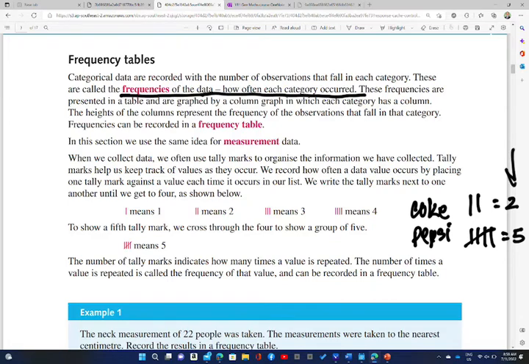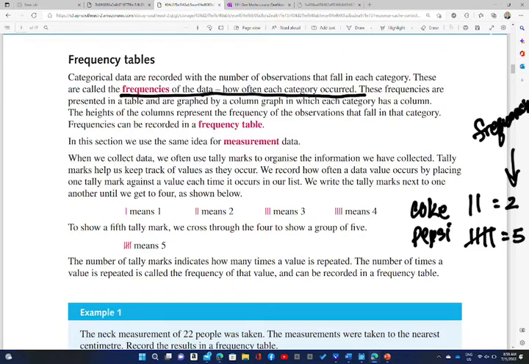And this number represents the frequency. Not the tallies, but the actual number itself. So again, it just means how often. Tallies just allow us to have an easy way to count up the data when there's a lot of it.